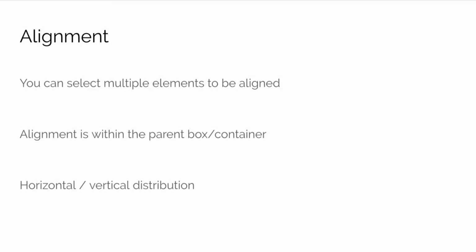So just to sum up, we've seen how to select multiple elements to align them, how alignment happens within the parent element versus within the page, and lastly, how we can horizontally or vertically distribute elements. And that's all. Using these tools when you can will save you time, and it's always better than eyeballing it.